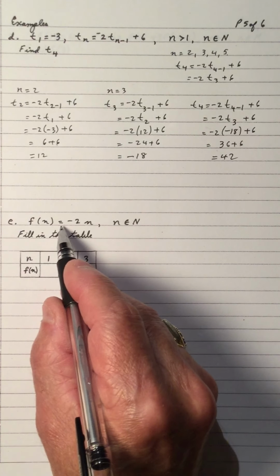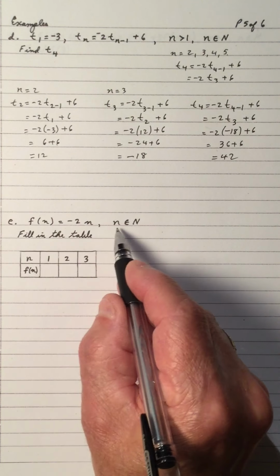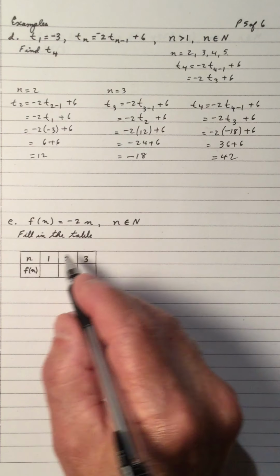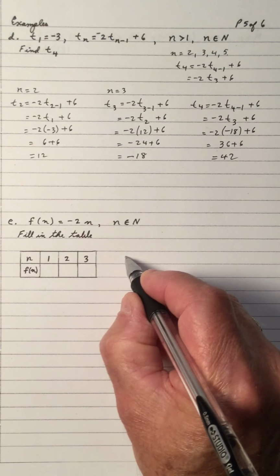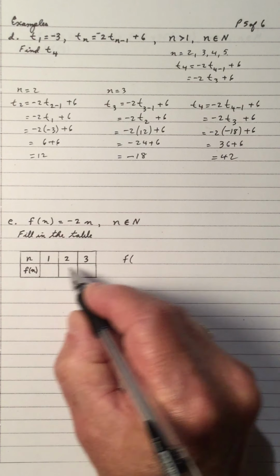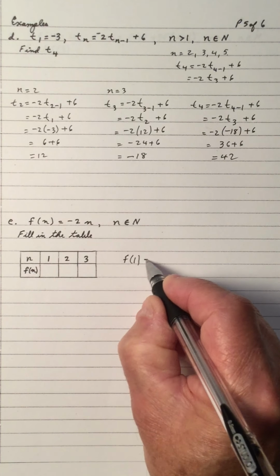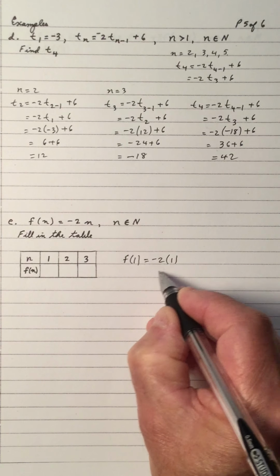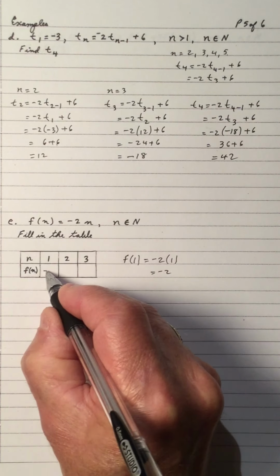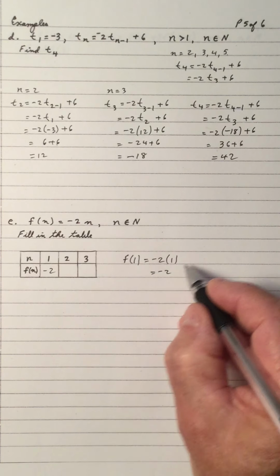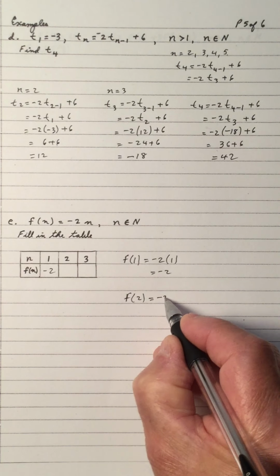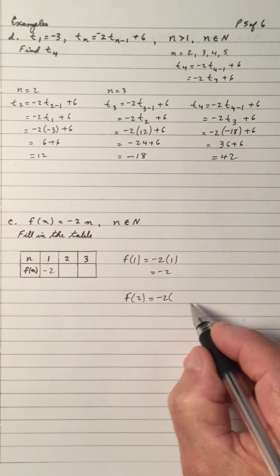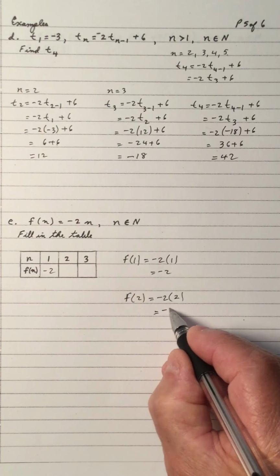F of n is equal to negative 2n, where n belongs to the integers. So n can be 1, 2, 3. So let's work out the f of n when n is 1. So the f of 1 is negative 2 times 1, which is negative 2. And now let's work out the f of 2. F of 2 is negative 2 times n, where n is 2. That gives you negative 4.